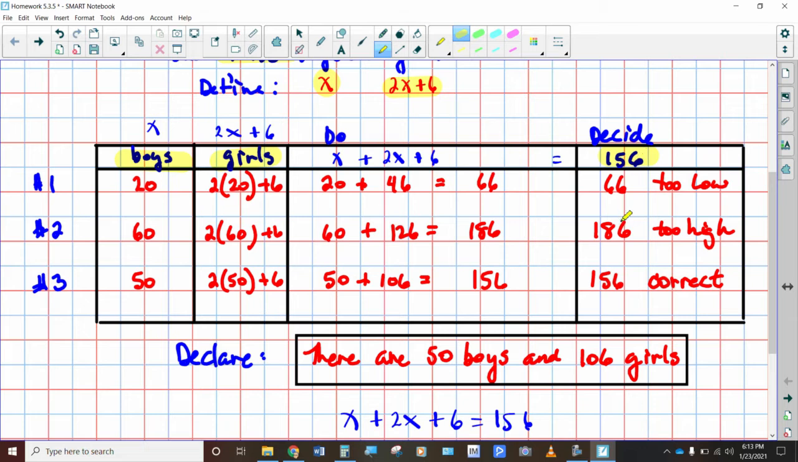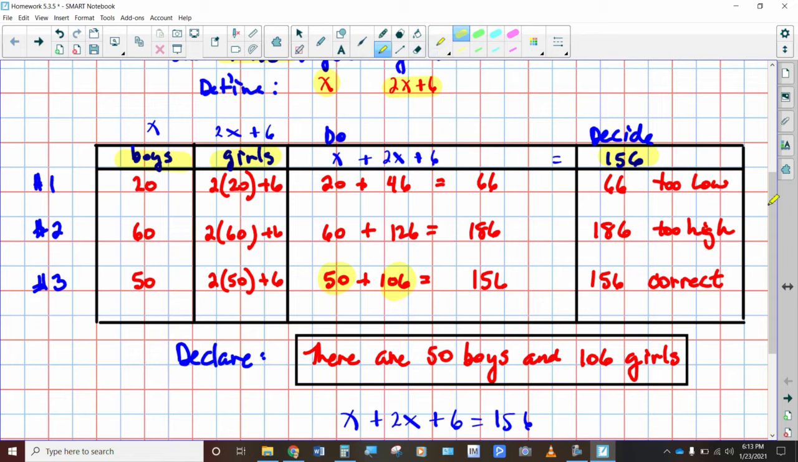But notice how 186 is closer to 156 than 66 was? It's only 30 away. So rather than jump down to 30 or 40, I'm going to jump down to 50. And that ends up being the correct answer. So 50, and then double that and add 6 is 106. Add them together, that's 156. So the number of boys is 50 and the number of girls is 106. Those are the two numbers that we would declare.